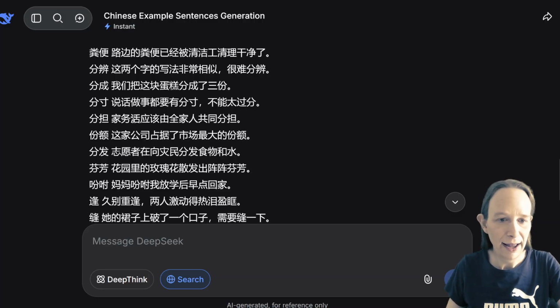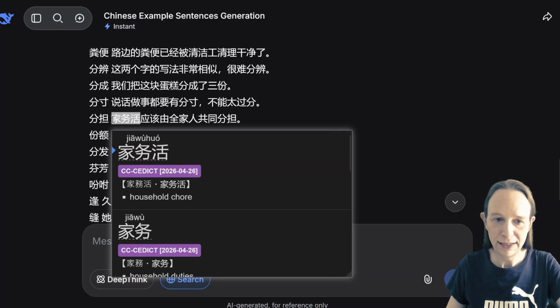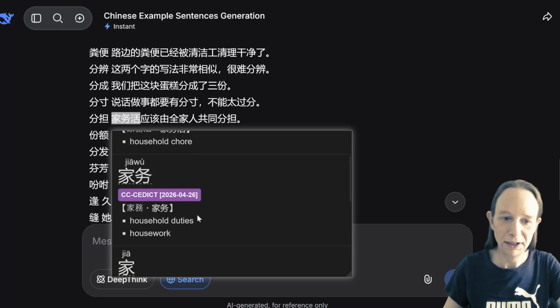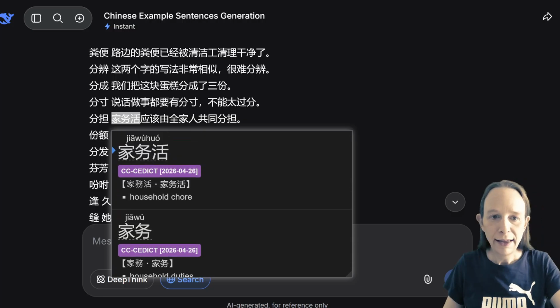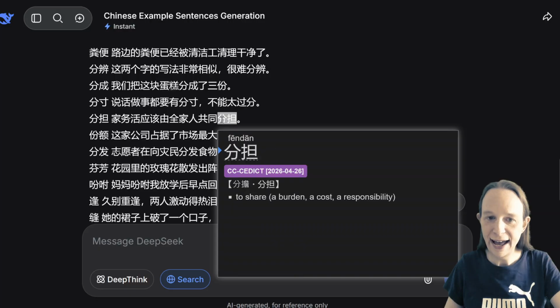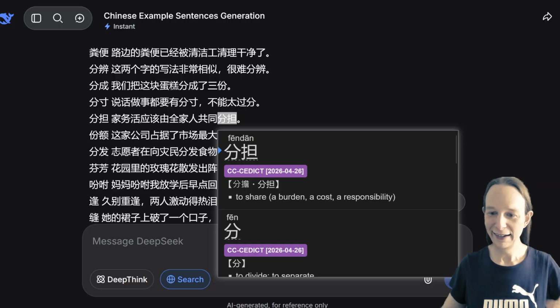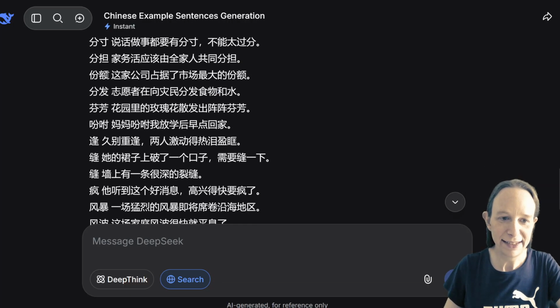家务活应该由全家人共同分担家务活. Huh, I've always called it 家务活. All right, I'm going to make a little note. So housework, we are sharing the burden, sharing the load. That's not a big deal.